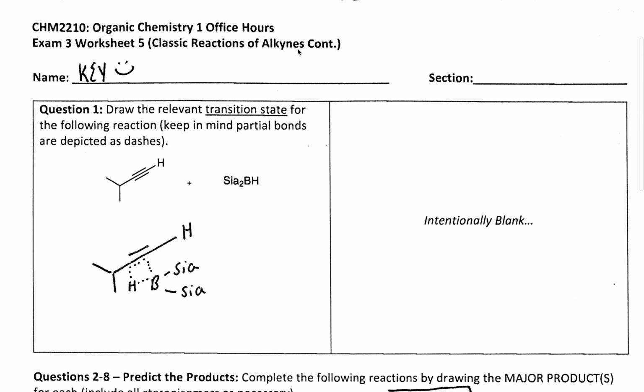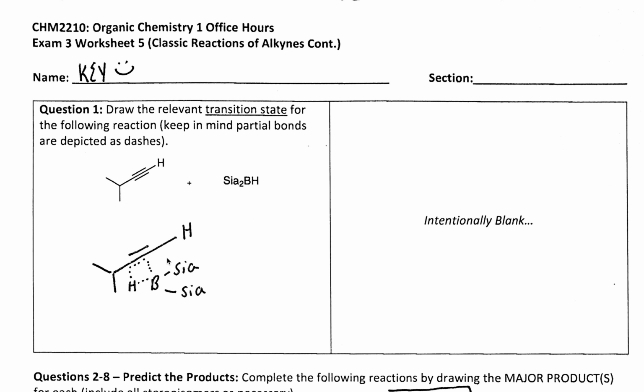All right, so let's start with number 1. Draw the relevant transition state for the following reaction and keep in mind that partial bonds are depicted as dashes. So over here we have a characteristic alkyne, more specifically a terminal alkyne, and we're reacting with this disiamylborane reagent. If you recall, this is very similar to hydroboration of alkenes.